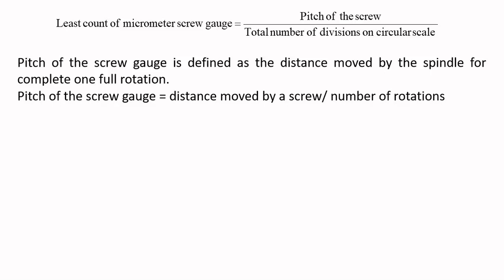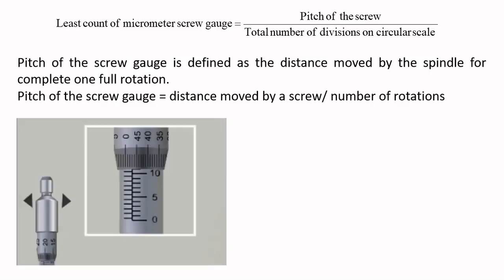Pitch of the screw is equal to the distance moved by the screw divided by the total number of rotations. So suppose I rotate it for 10 rotations, and it goes from point X to point Y. That difference between X and Y we can put in the numerator, divided by the total number of rotations, let us say 10. That will give us the value of the pitch of the screw. So this is the concept we are going to use in our setup.